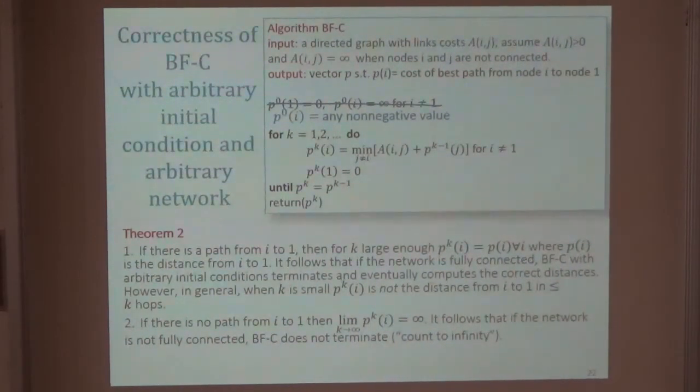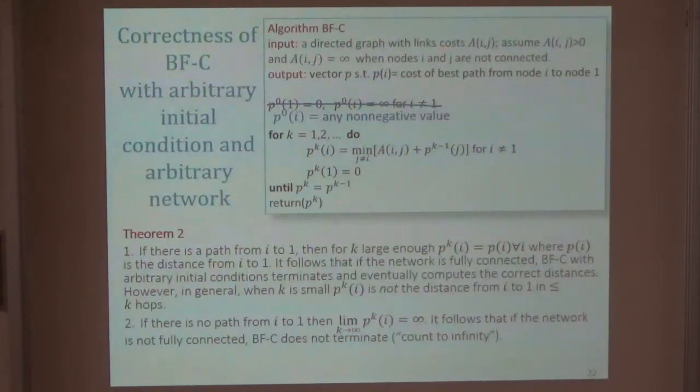However, there is a catch. Now, if we start from arbitrary initial conditions, we have lost the physical interpretation. At round K, it is not true that the value we have computed is the cost of going there in at most K hops. So proving this statement is not based on just this intuition that we had before.